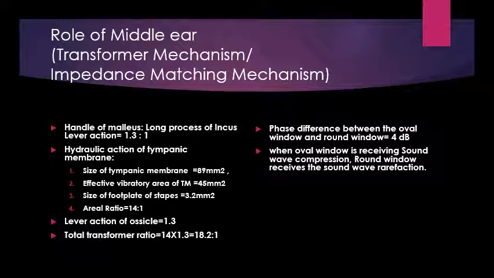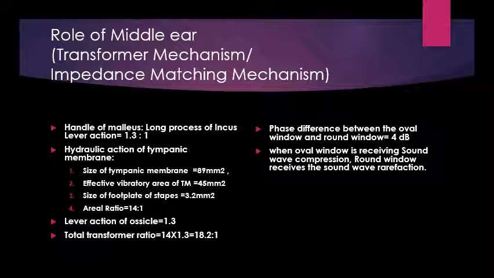Now you have the hydraulic action of the tympanic membrane. Even though the size of the tympanic membrane is 89 millimeter square, we take the effective vibratory area of the tympanic membrane, that is 45 millimeter square, and compare it with the size of the footplate of the stapes, that is 3.2. So if you take the areal ratio, it will come to around 14:1. Now this 14:1 you multiply with the 1.3, it will come to around 18.2. So that is the gain of the sound. This is also known as the transformer ratio. So this total transformer ratio comes to around 18.2.